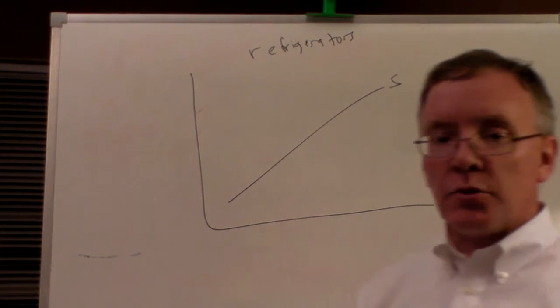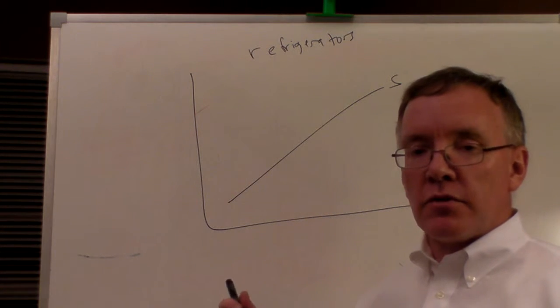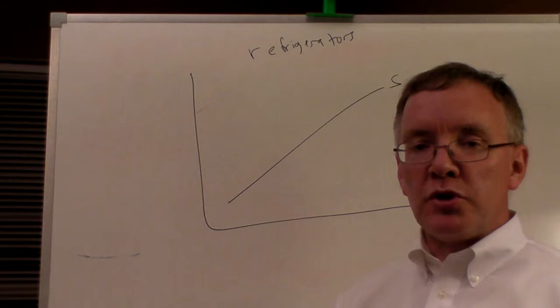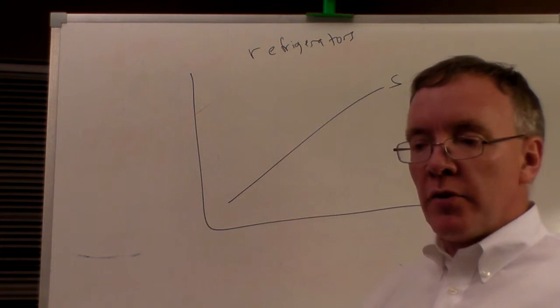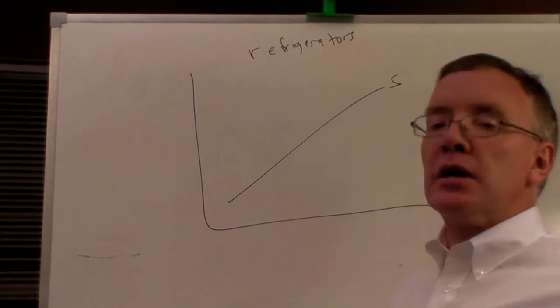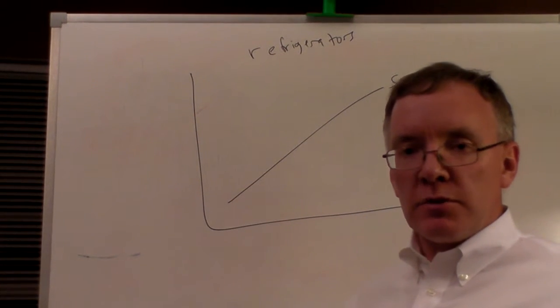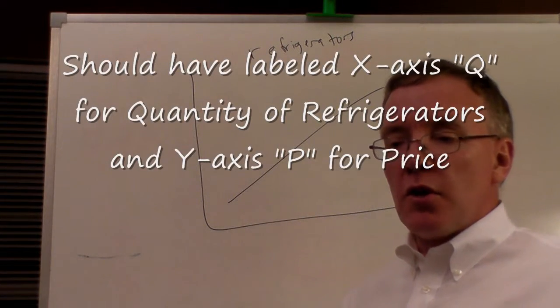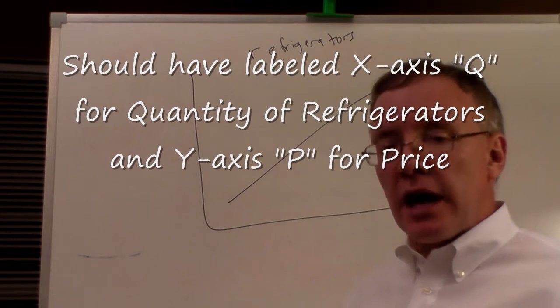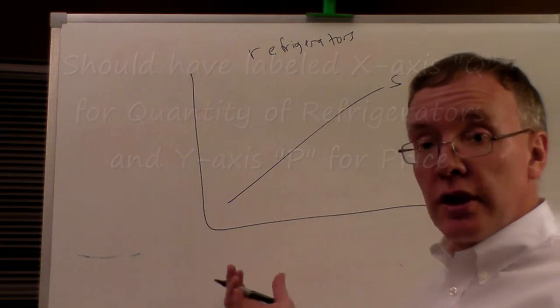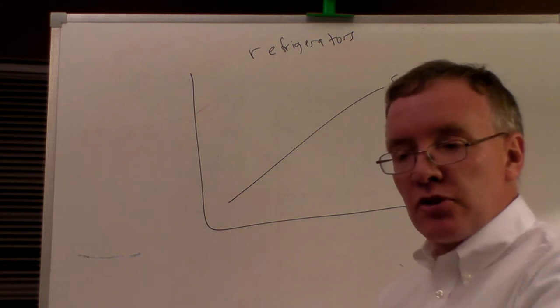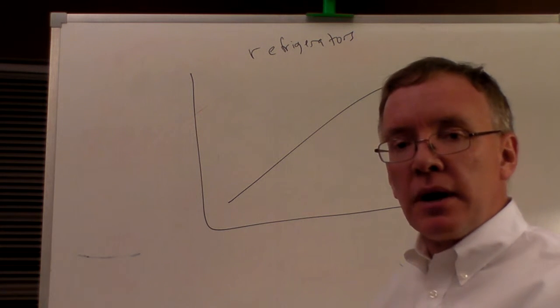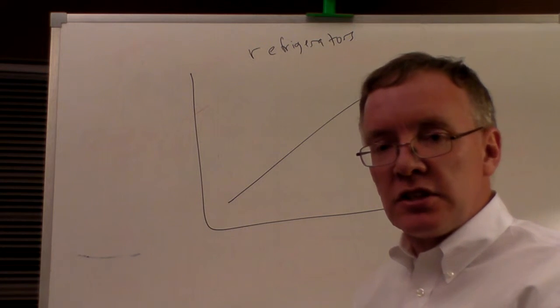So at any particular price, this is the number of refrigerators that we're willing to produce. But let's say the price of washing machines goes up. That means we can make more money making washing machines. So we might move some of our productive capacity out of refrigerator manufacturing and into washing machine manufacturing, because we want to capture the ability to make more money now that washing machines have gone up in price.